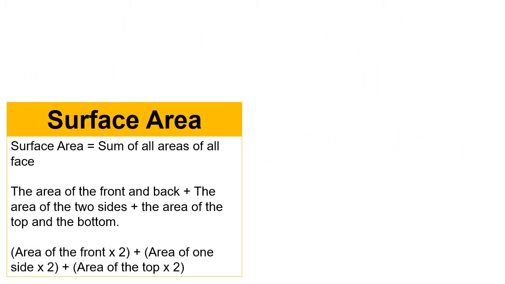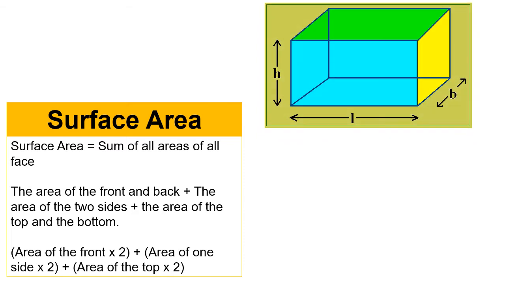Okay, so there, just for us to refer to, is the surface area again. A reminder, the area of the front and back plus the area of the 2 sides plus the area of the top and the bottom. And the rectangular prism is made up, all the faces are made up out of rectangles. So let's have a look at this one. It's got a height of 3 meters, a length of 5 meters, and a breadth of 3 meters.